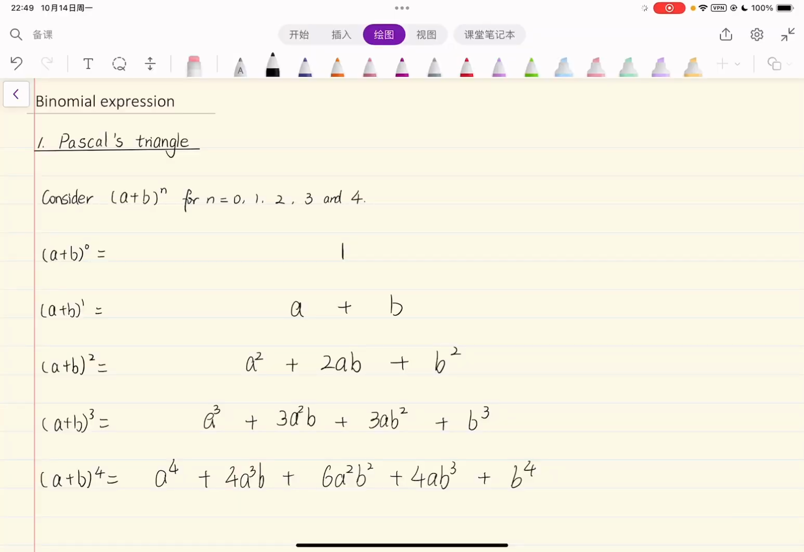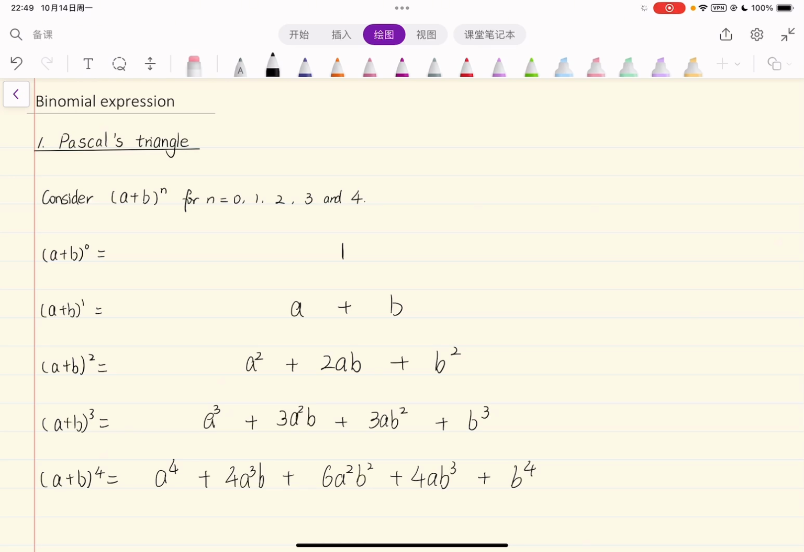Hello everyone, in this video we are going to learn about binomial expression. So firstly we need to learn what Pascal's triangle is. Now let us consider (a + b) to the power of n for n equals 0, 1, 2, 3 and 4. You can see I have written down all of them.